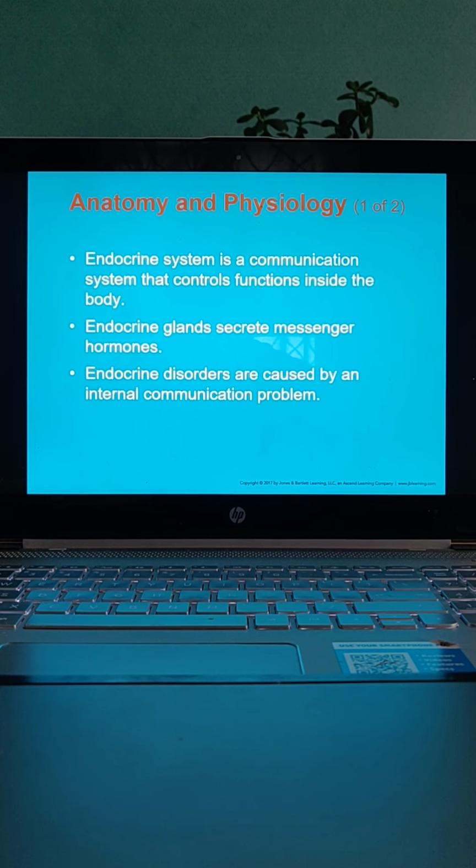So the endocrine system is a communication system that controls functions inside the body. The endocrine glands secrete messenger hormones, which are the insulin and the glucagon.